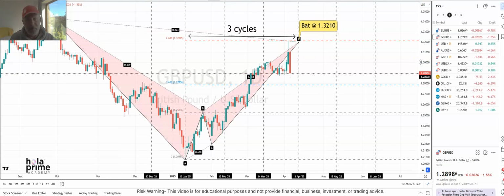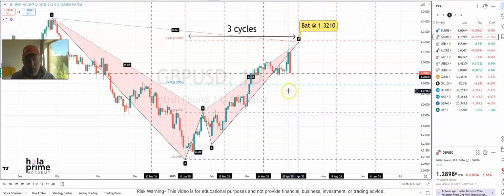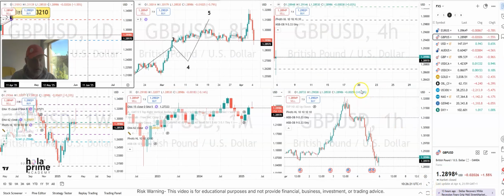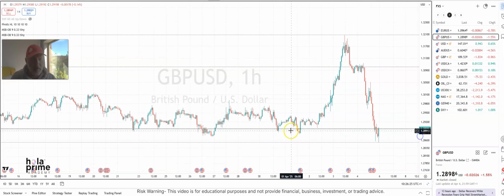Sterling dollar, a more aggressive move to the downside. The back formation completed at 1.3210. What was the swing high? Let's have a quick look. The swing high was at 1.3208. So it's pretty accurate, with regards to getting the confluence area there.